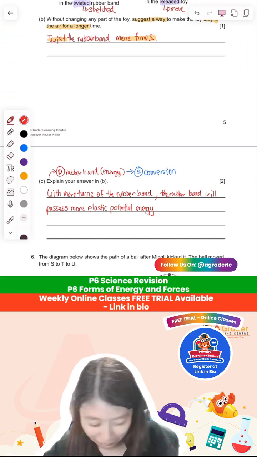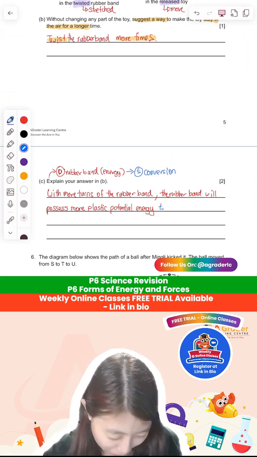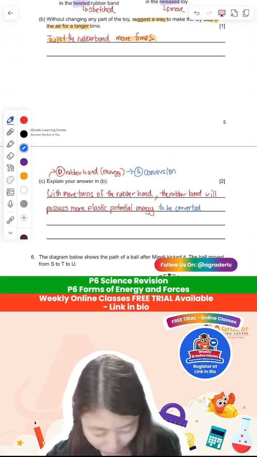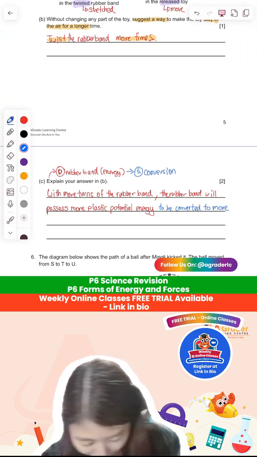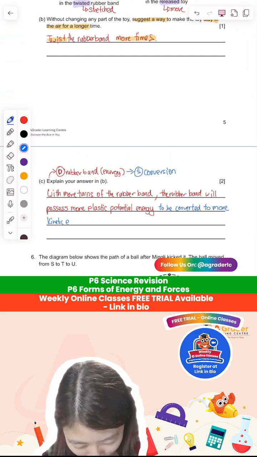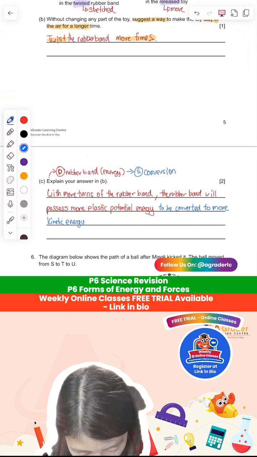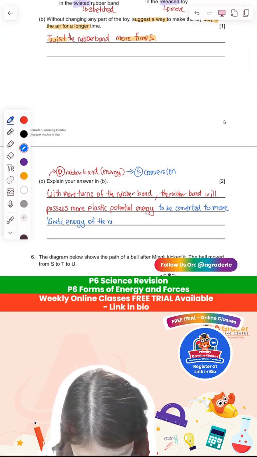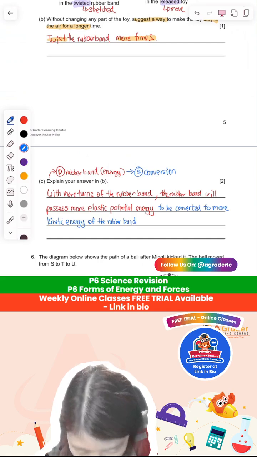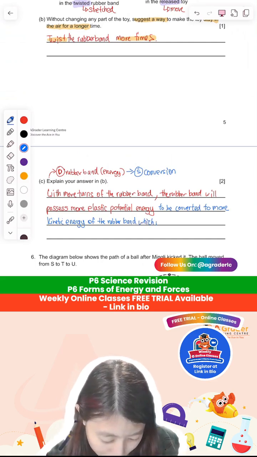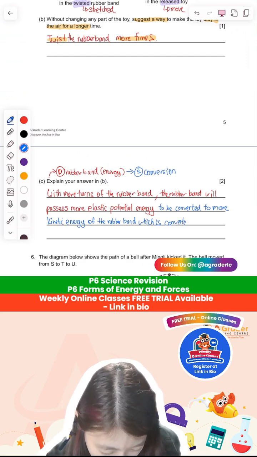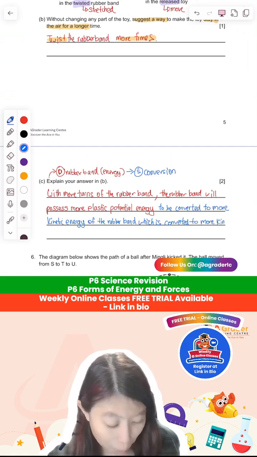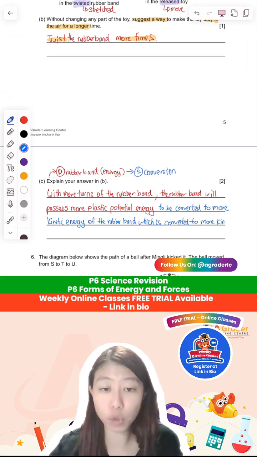All right. To be converted. You notice that I changed to blue already, okay? This is my science concept. To more kinetic energy of the rubber band, which is converted to more kinetic energy of the toy. Okay, why do I talk about the rubber band first? It's because the rubber band needs to move to push the toy.